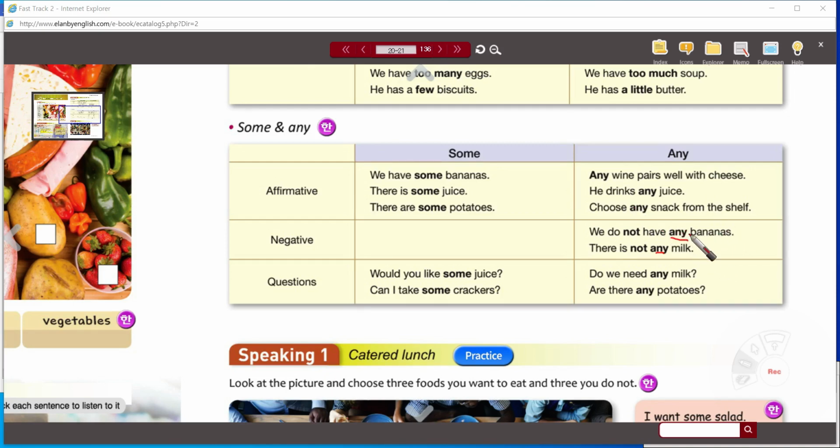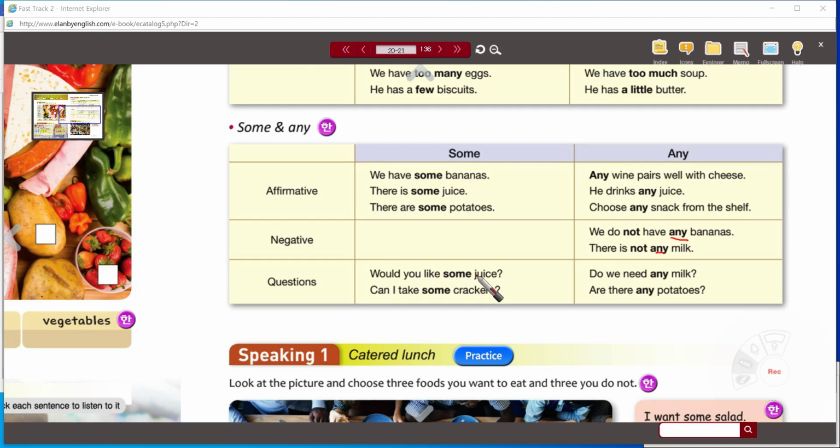Here they're looking for any amount. If there's any noticeable quantity. We don't have any bananas. There isn't any milk. So not only do we not have enough milk, there is no milk. There is not any remaining amount of milk.